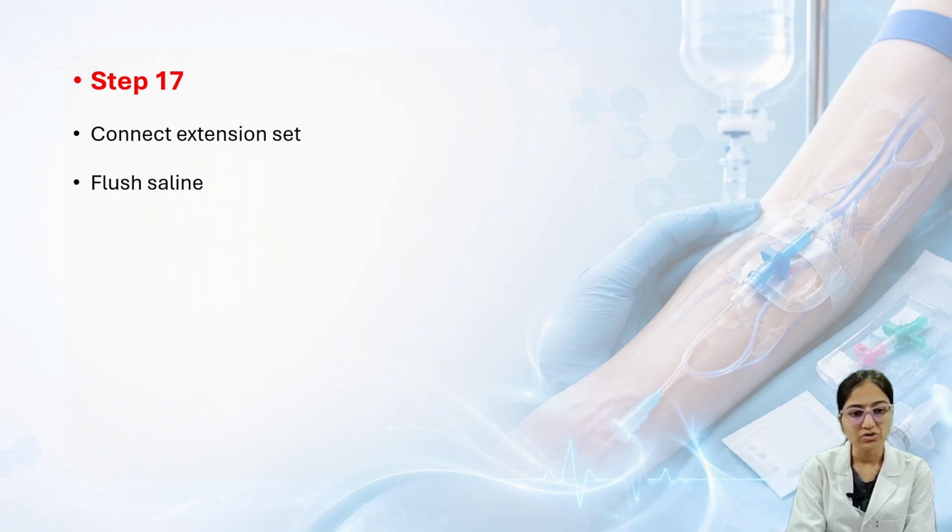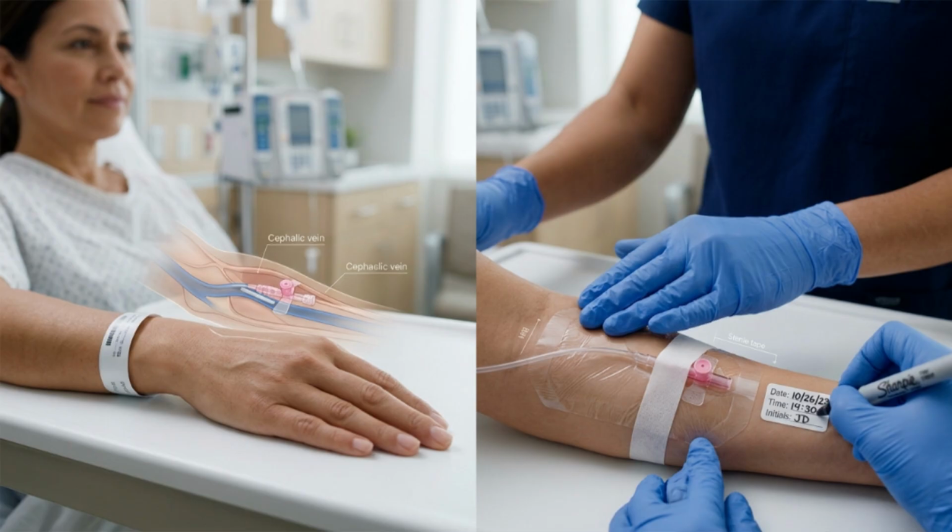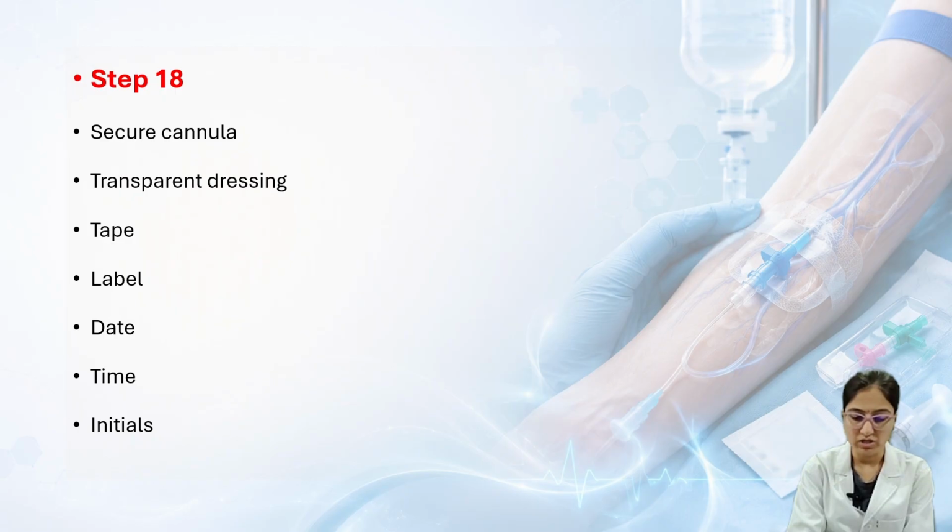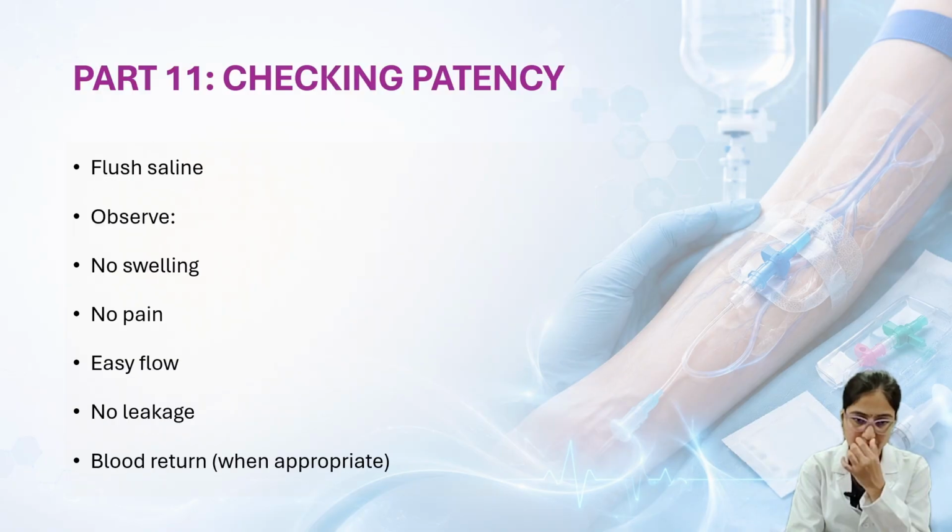Next, connect the extension set and flush with saline. Then secure the cannula with a transparent dressing and tape, and label with date, time and initials. Then check patency: flush saline and observe. We need to observe for no swelling, no pain, easy flow, no leakage, and blood return when appropriate only.